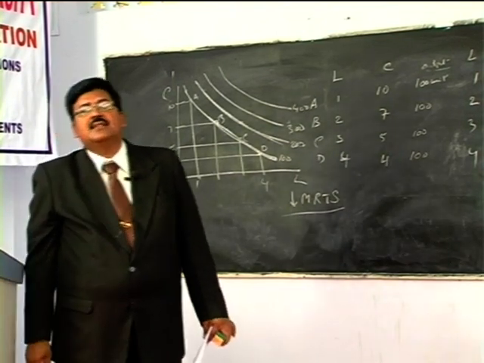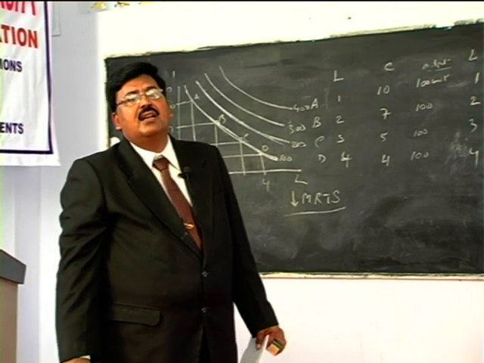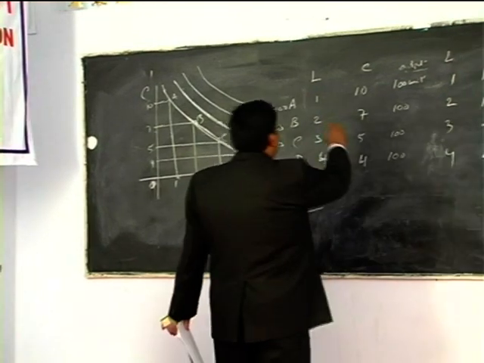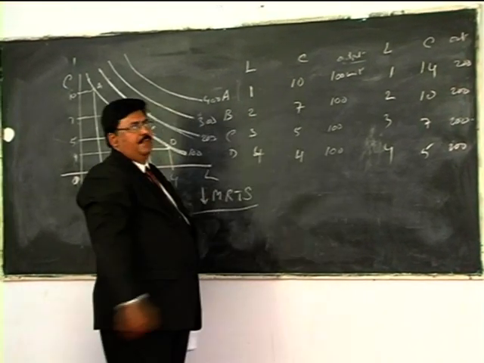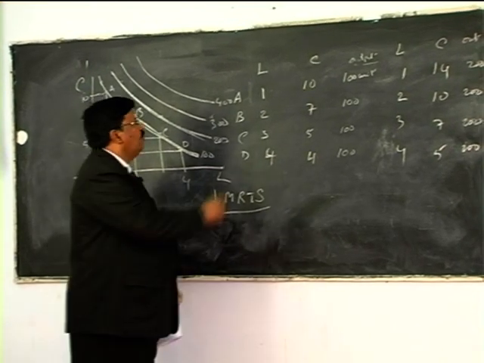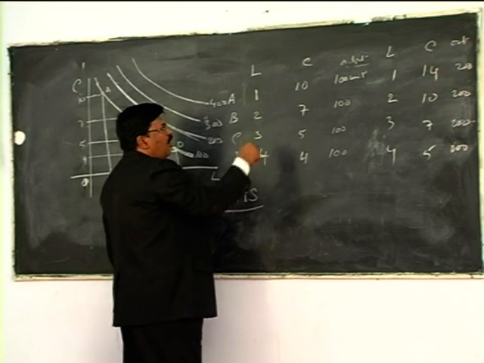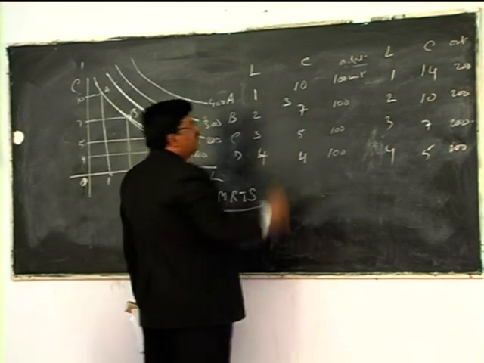What is MRTS? The rate at which one input is substituted for the other is called the marginal rate of technical substitution. For example, let us see here. The first combination is 1 unit of labor and 10 units of capital. If you want 1 more unit of labor, say 1 to 2, how many units of capital are given up? 10 to 7. That means 3 units of capital are given up.